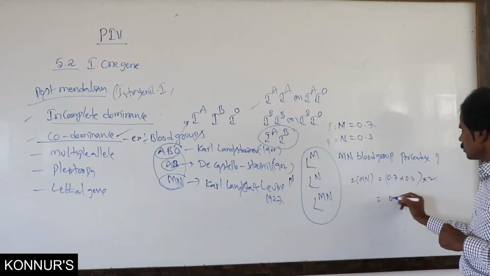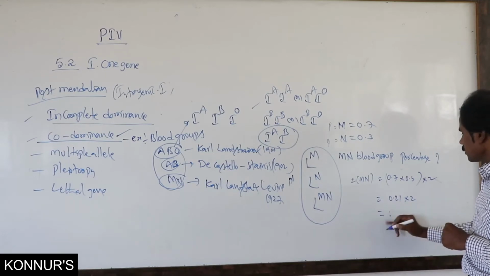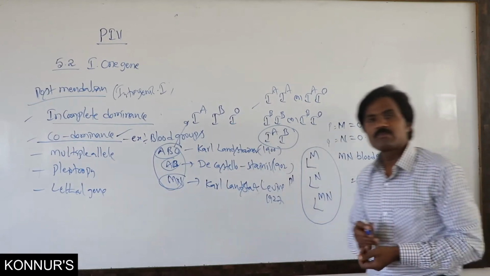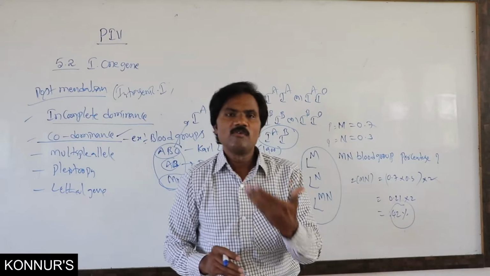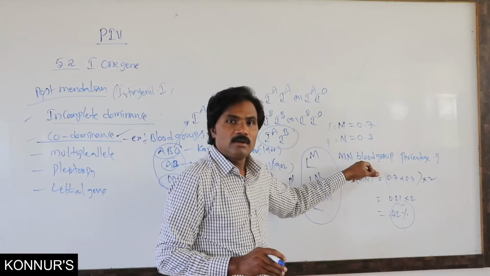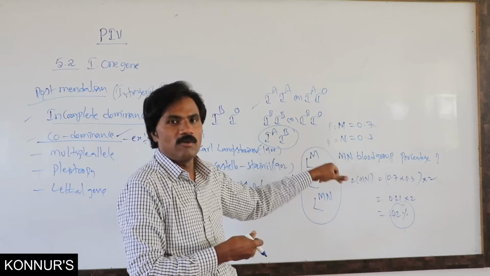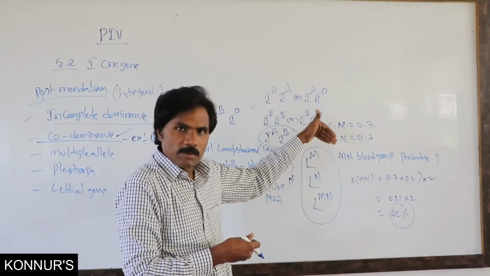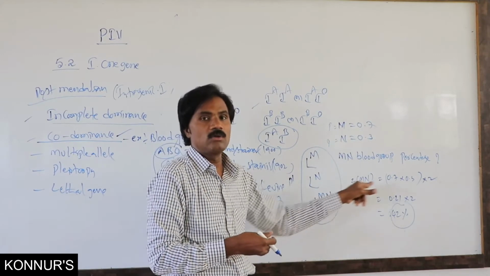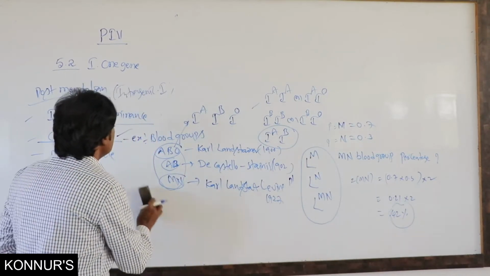Then 0.21 into 2. Then one can represent it as 42 percent. If they give options like 9, 52, 59 or any, according to Hardy-Weinberg that situation came. That's why one can explain about Hardy-Weinberg. Many times they ask that particular M as well as N, what is the total percentage according to the Hardy-Weinberg principle. Like that one can calculate.